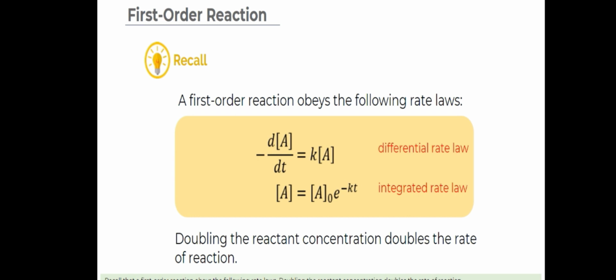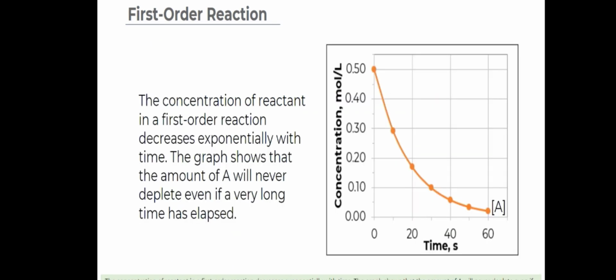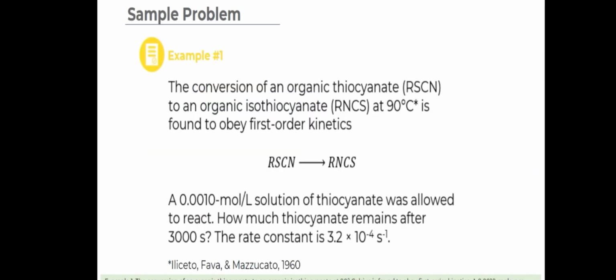Recall that a first order reaction obeys the following rate laws. Doubling the reactant concentration doubles the rate of reaction. The concentration of reactant in a first-order reaction decreases exponentially with time. The graph shows that the amount of A will never deplete even if a very long time has elapsed.